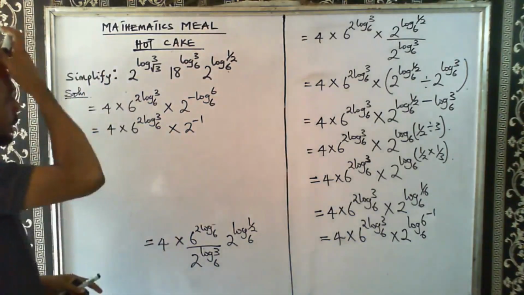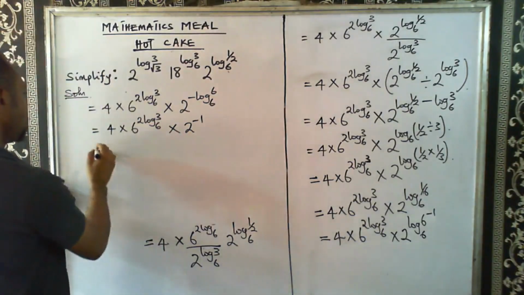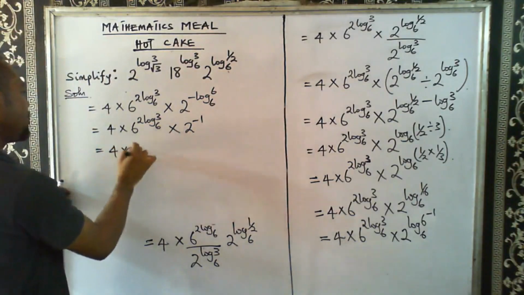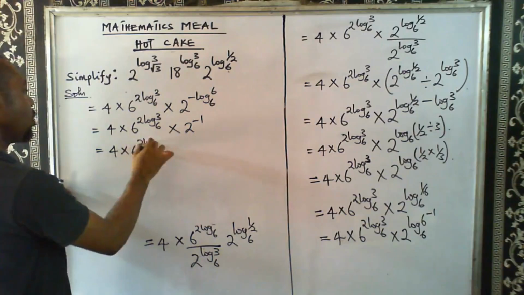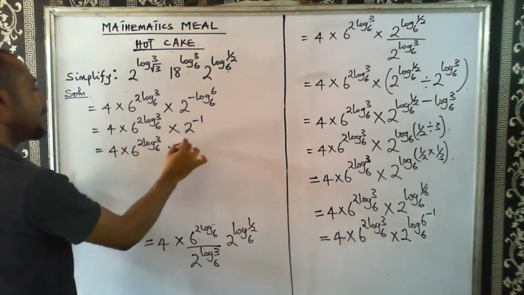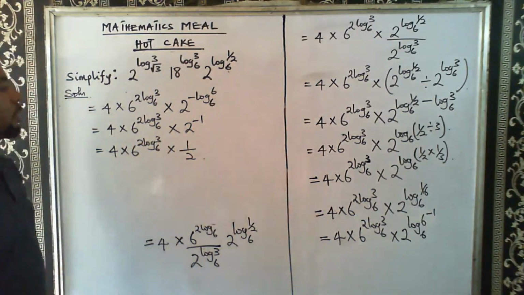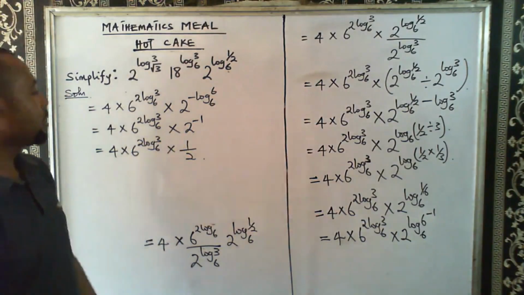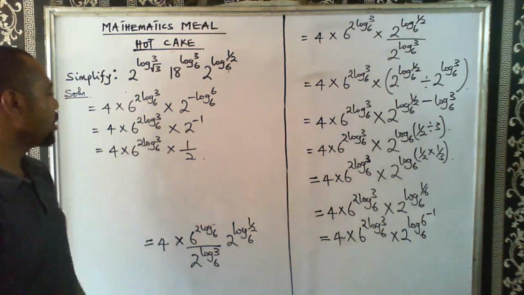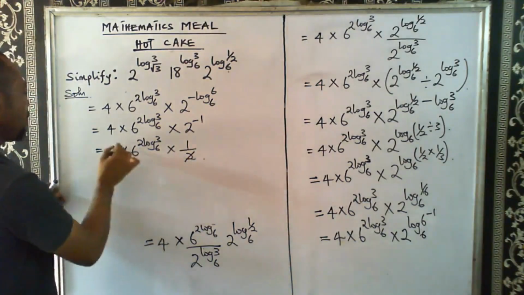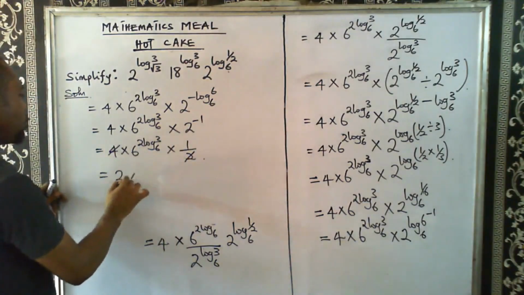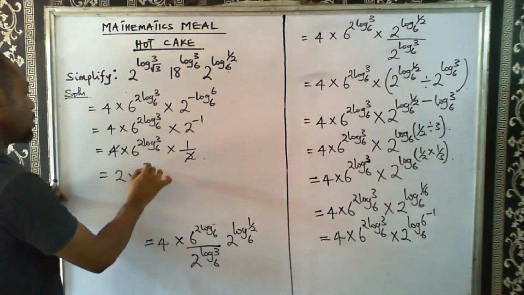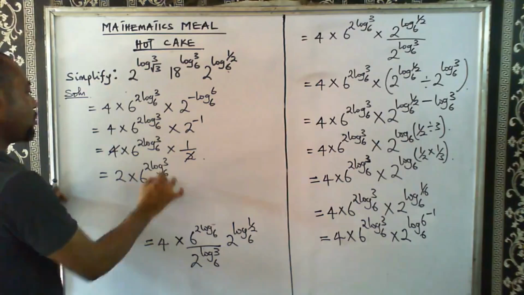Oh, this is nice. So we move further. This becomes 4 times 6 raised to power 2 log 3 base 6 times 1 over 2. That's what we are going to have, because 2 raised to power minus 1 is 1 over 2. Now 2 can comfortably divide this. So we are left with 2 times 6 raised to power 2 log 3 base 6.